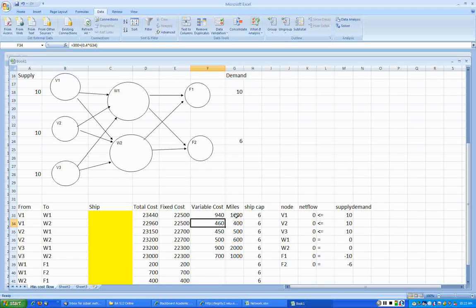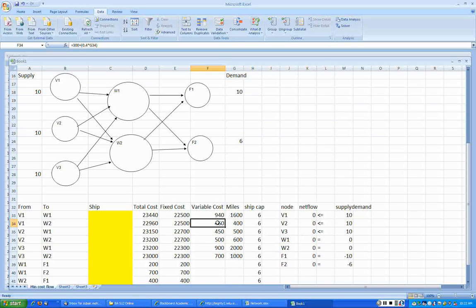So here I have the miles, again, taken from the earlier table that I just pointed to. The next is to get the variable cost of transportation from V1 to W1, V1 to W2, V2 W1, V2 W2, and then V3 W1, V3 W2, based on the flat as well as the cost there.